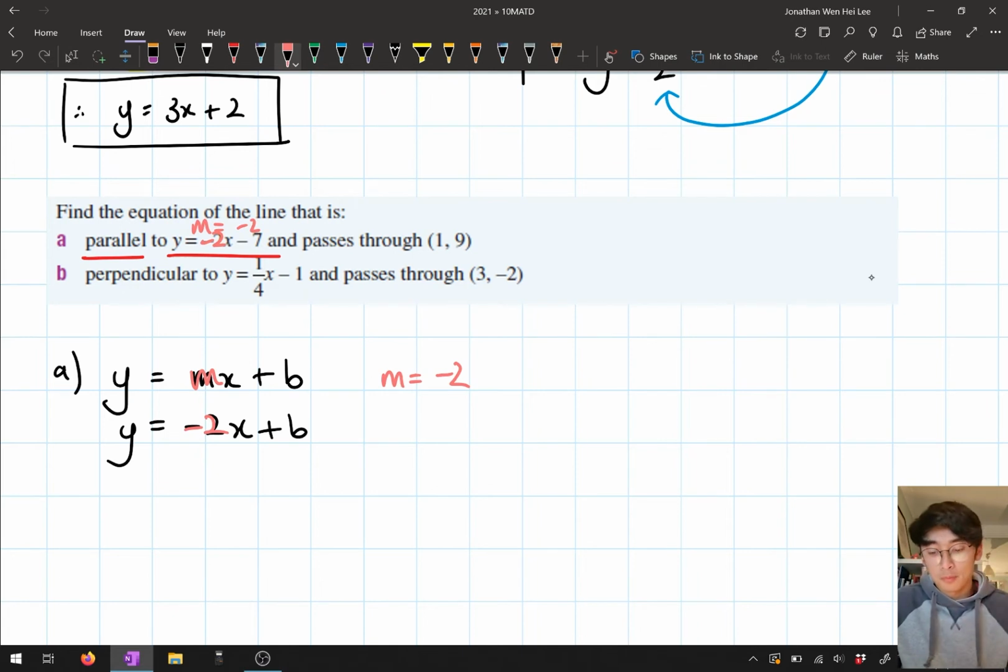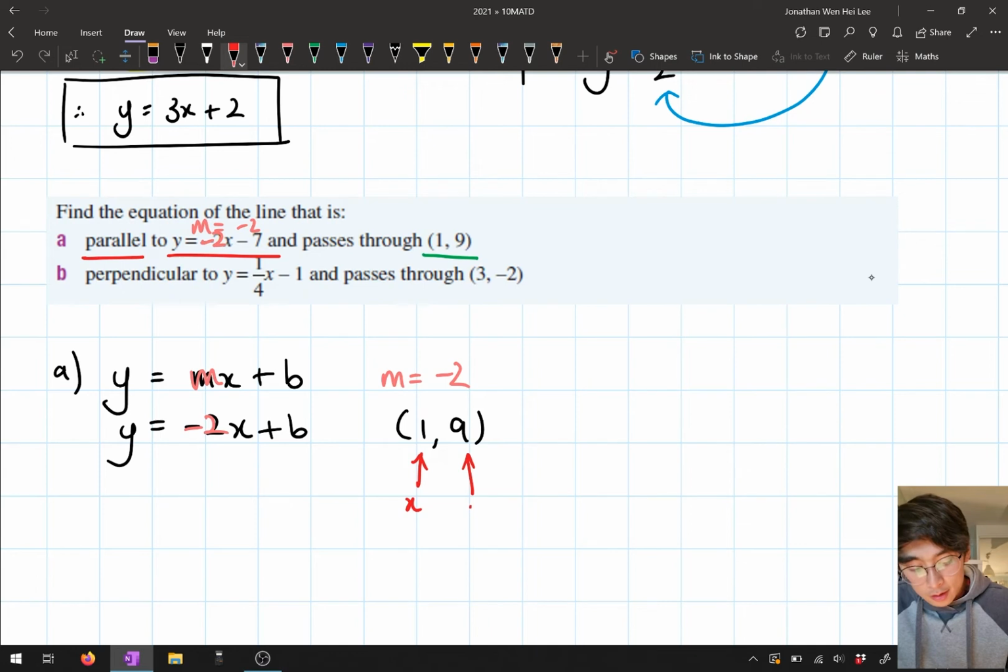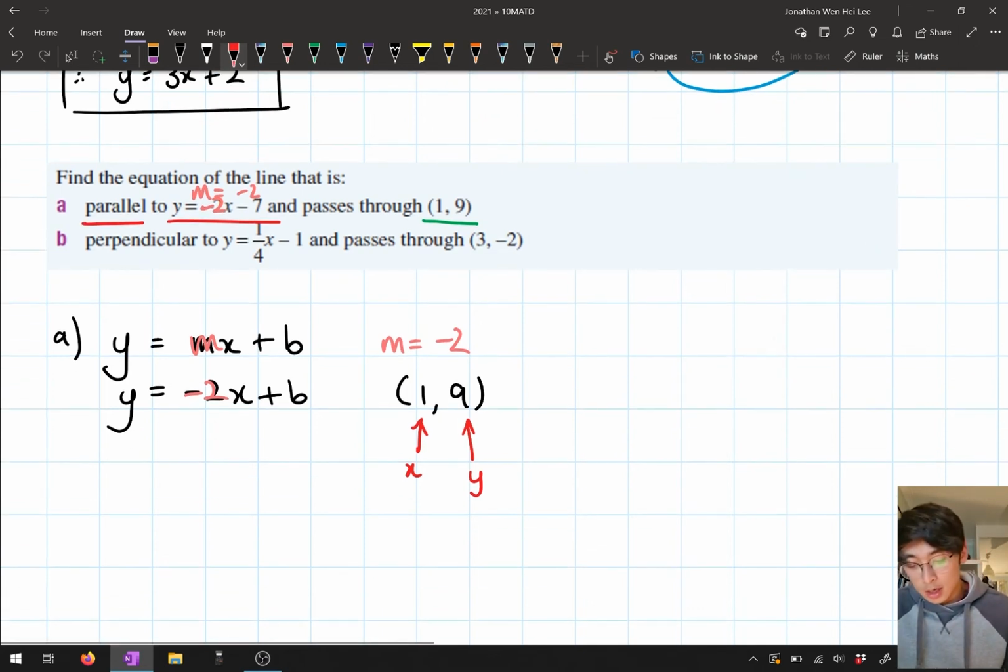Okay, that's the first step. Then the next bit is we want to substitute the point that we get given. Here in this question, it passes through (1, 9). My x value is 1 and my y value is 9. So I want to substitute these values into my equation. Wherever I see y, I'm going to replace it with 9, and wherever I see x, I replace it with 1. So that becomes 9 = -2 times 1 plus b.